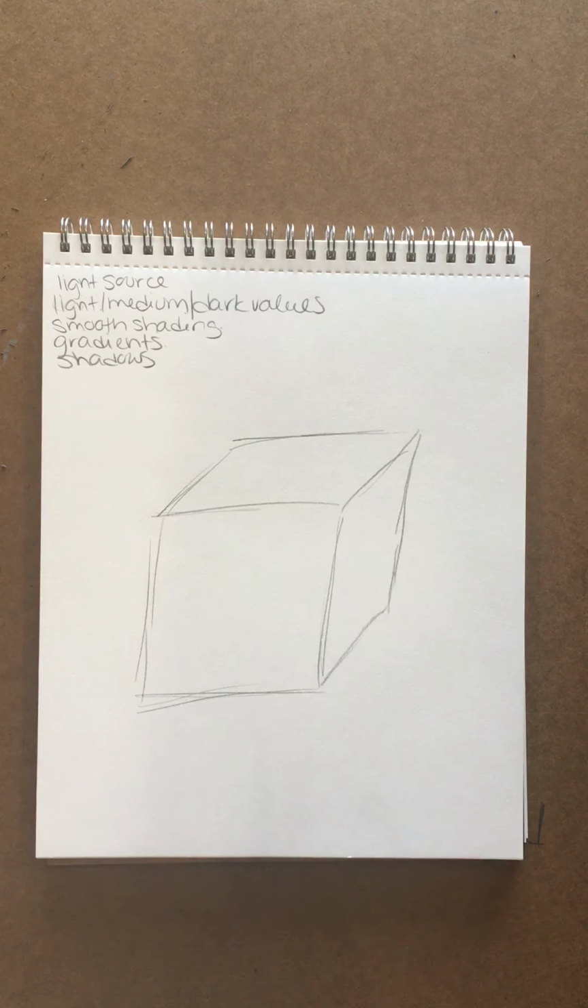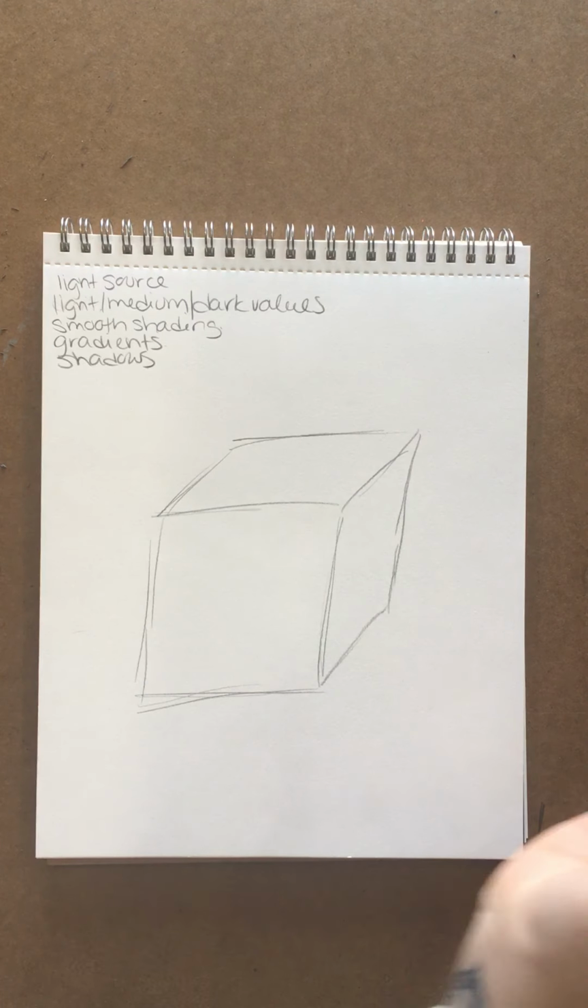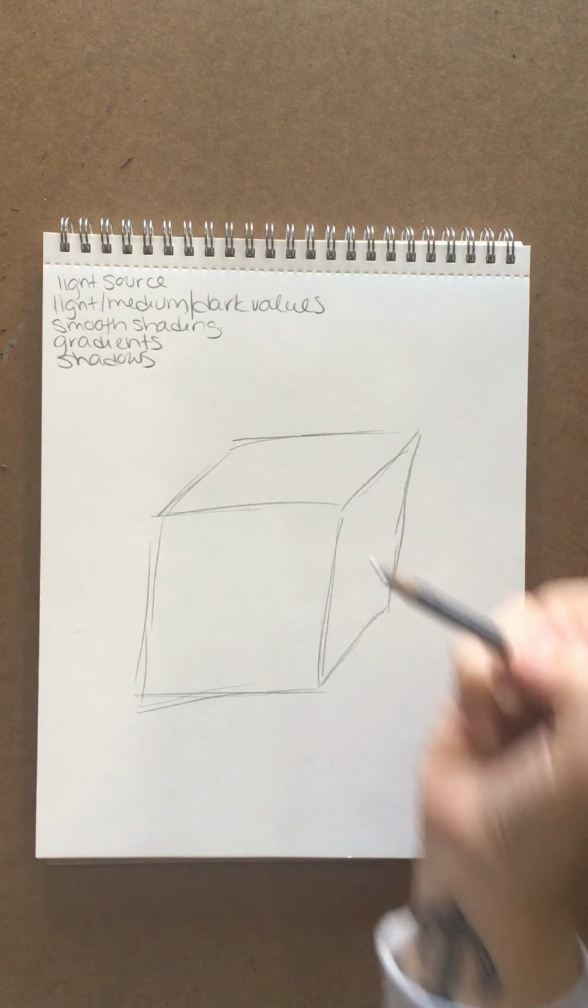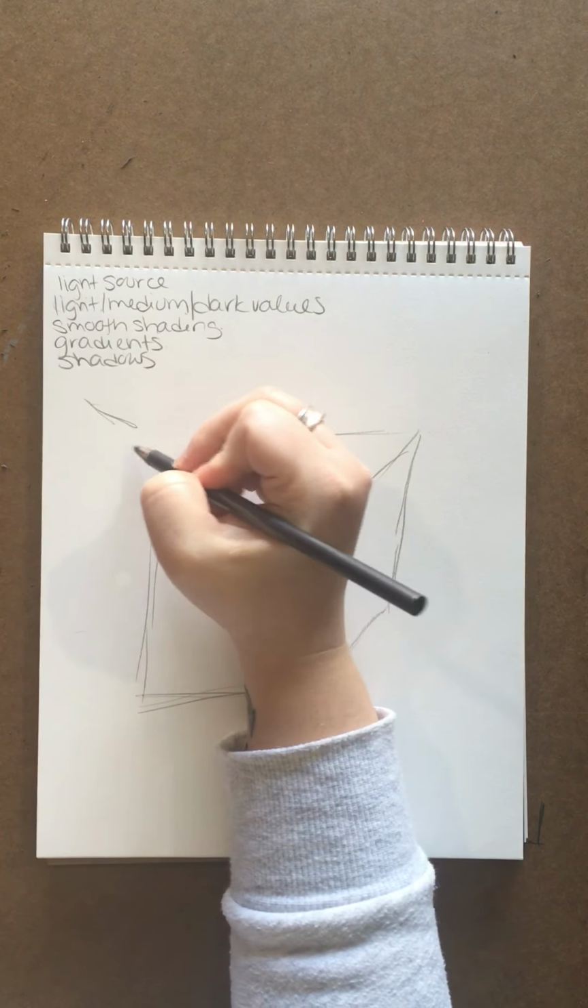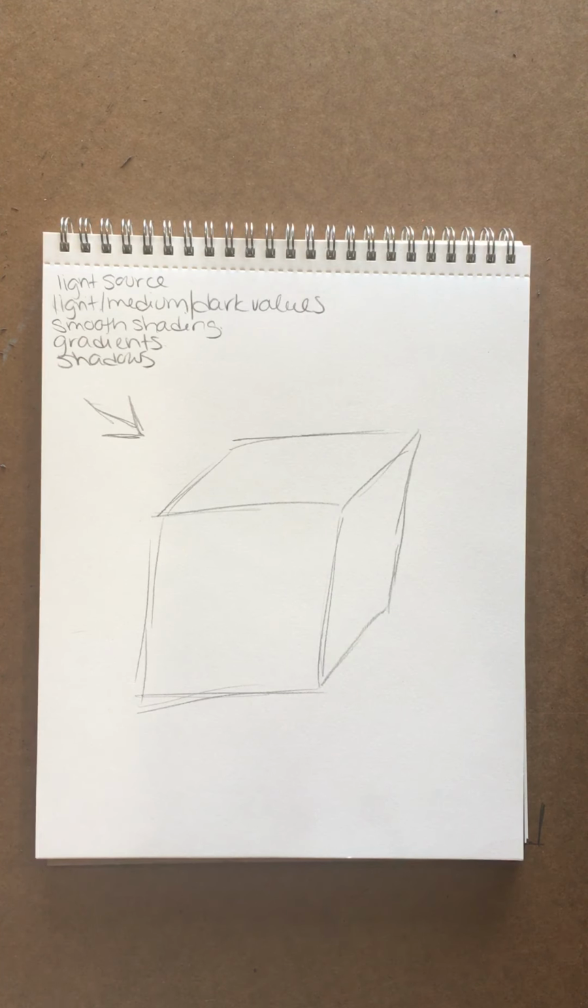So first thing you want to start with is a light source. Light source is, where is the light coming from? Is it a lamp? Is it the sun? What is creating the light, medium, and dark values on your object? It can come from the left or the right, depending on what you want to do. It can come from the top. I'm going to actually draw a little arrow here to show that my light is coming from the upper left-hand corner.